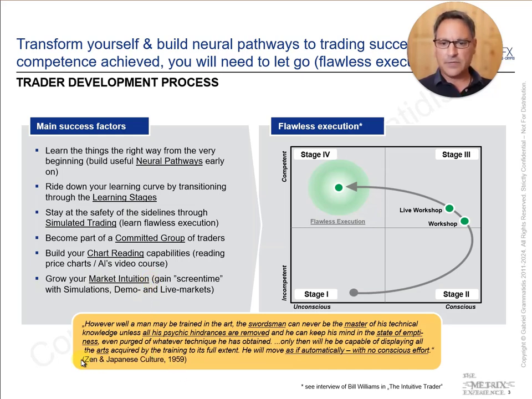Now I found this quote in a book, Zen and Japanese Culture. It's an old book, from 1959, and this quote is quite amazing. I'm not reading it out, just to speed up a little bit, but it's basically describing this route, that the swordsman needs to get into the upper left quadrant as if automatically with no conscious effort. Well, that's what we then call in trading flawless execution.